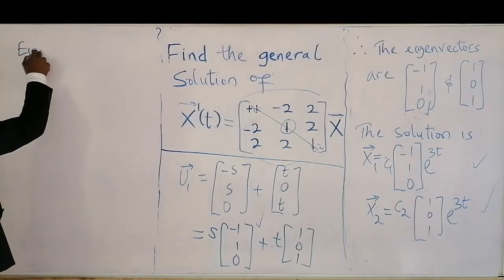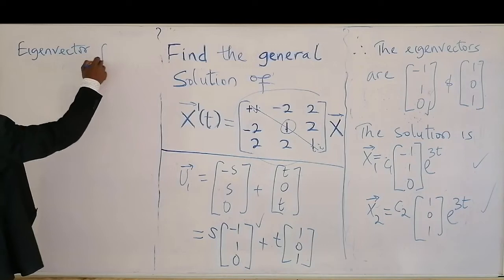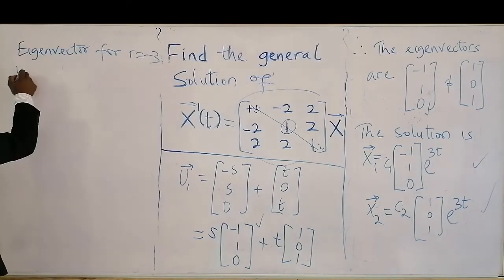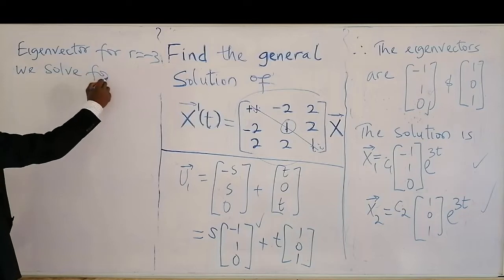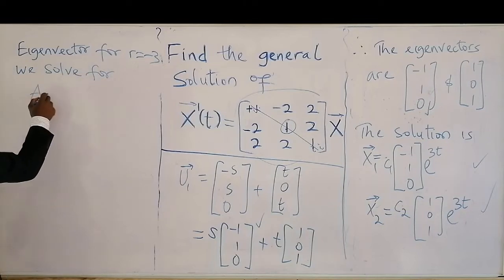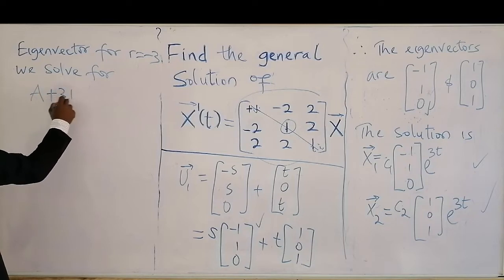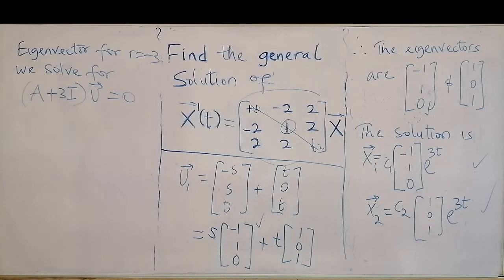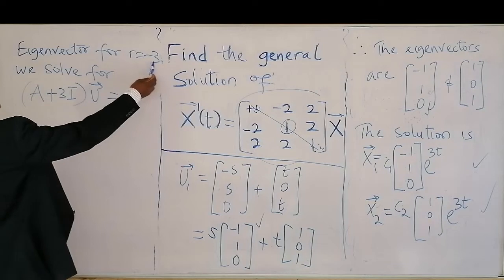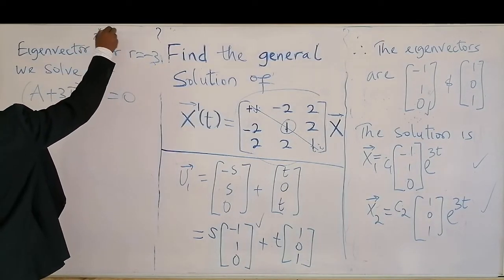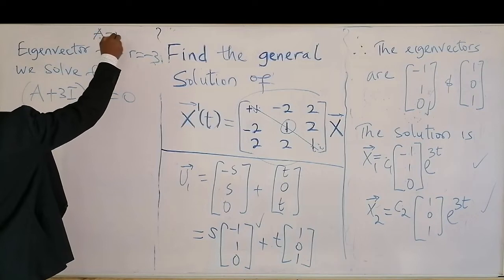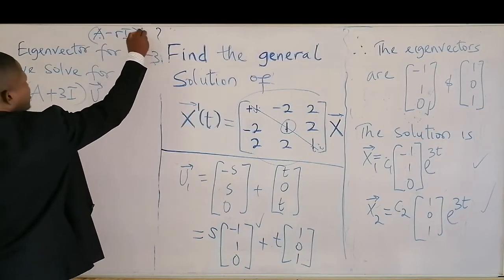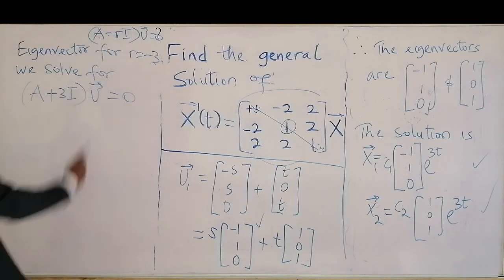Then the eigenvector for r equal to minus 3, we solve for this. That will be plus 3i equal to this, equal to 0. So we solve for this, for the eigenvalue r equal to minus 3. Okay, so that's very simple. Why is it plus 3? Because the value is what? Minus 3. So initially, this is the function r minus a minus r times I, eigenvector equal to 0. So if you plug in minus 3 here, you have your plus 3.